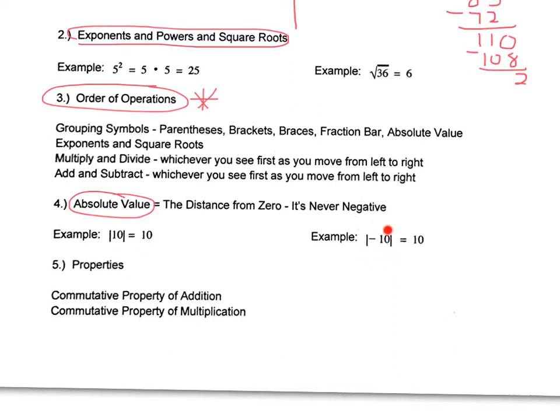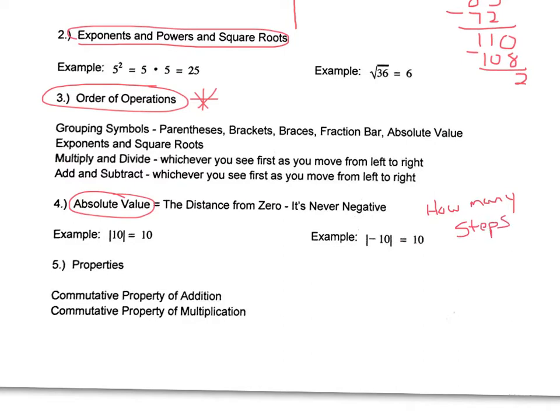Absolute value of negative 10. How far away from 0 are you? 10 steps away. I don't care if I'm going forward or backward. I just care how many steps it took me. So how many steps? I don't care about direction.